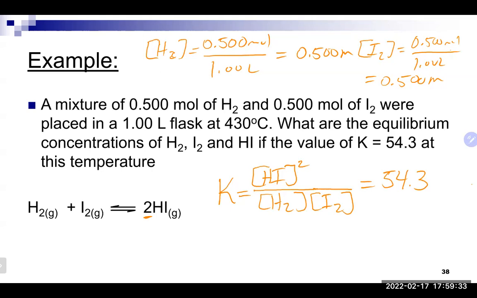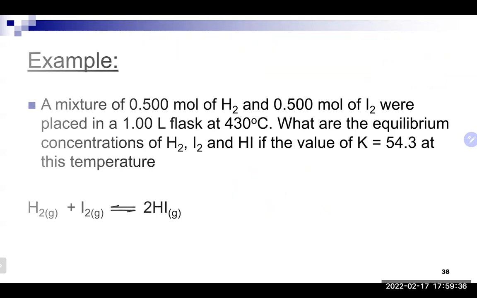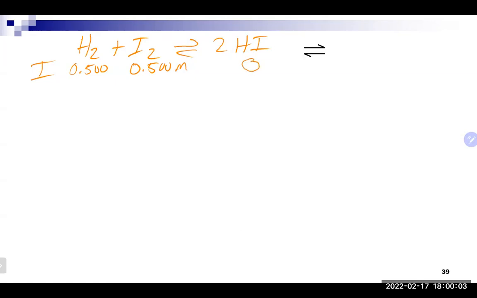Then we can roll into our ice table here. So we have H2 plus I2 gives 2HI in this case. Initially, taking the concentrations we just calculated, we should have 0.5 molar, 0.5 molar here. And in this case, nothing was said about our products, so as we talked about, it is safe to assume that it's going to be 0 there initially.